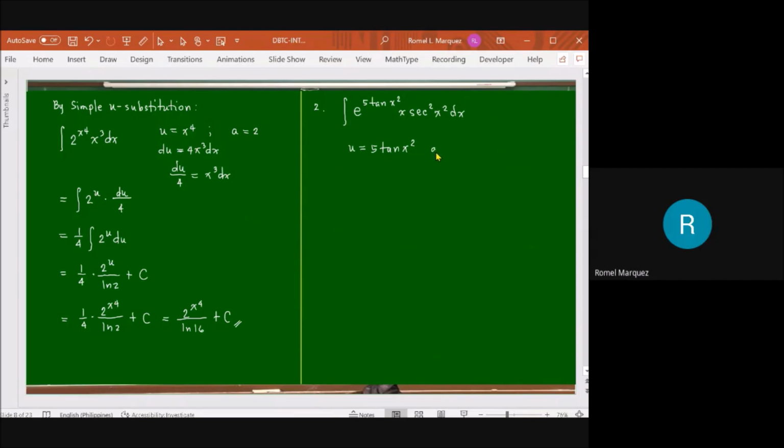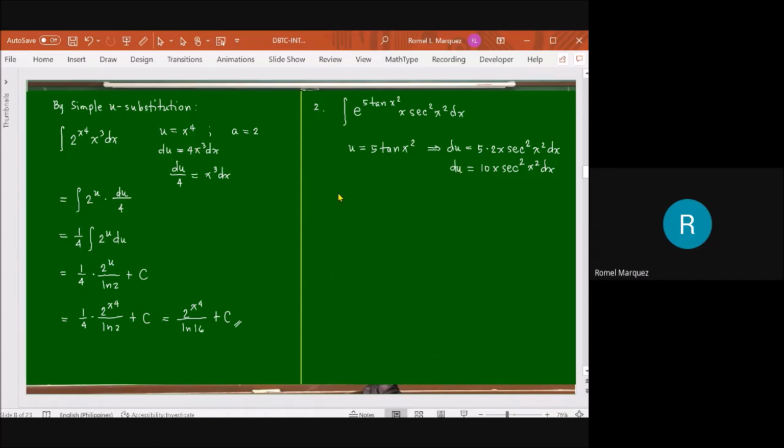That is an irrational number, Napierian base. So what is du, guys? What is du? 5, then times what? Times derivative of x squared, which is 2x. Now, and tangent, that is secant squared of x squared. Okay? Then don't forget the dx because this is a differential. Simplifying, that is 10 x secant squared of x squared dx. Okay, guys?